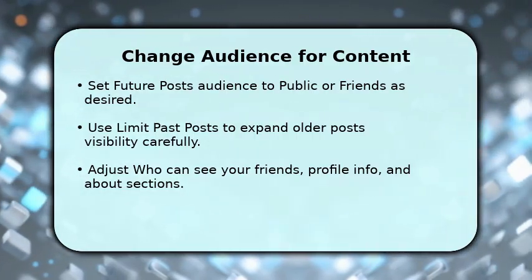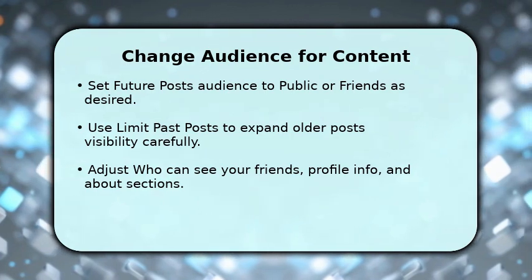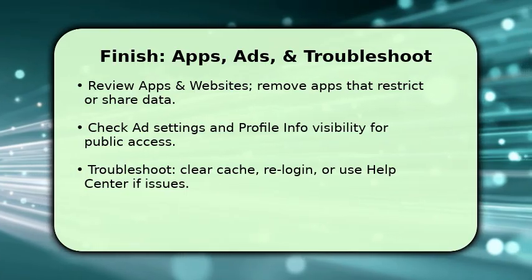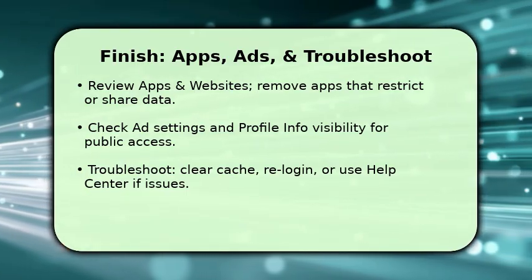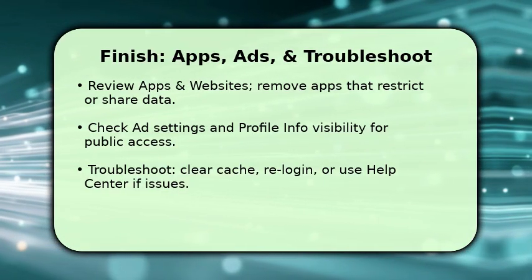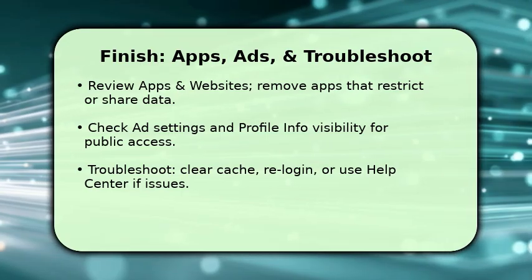Finally, you must check connected apps and ad-related controls. Go to apps and websites and remove any third-party apps that limit or alter your sharing. Then set profile info visibility to public where you want it seen. Review ad preferences to stop personalized locks or hidden audiences.